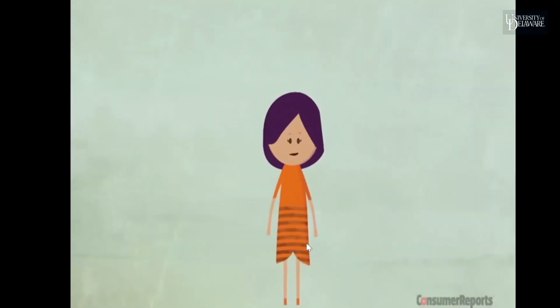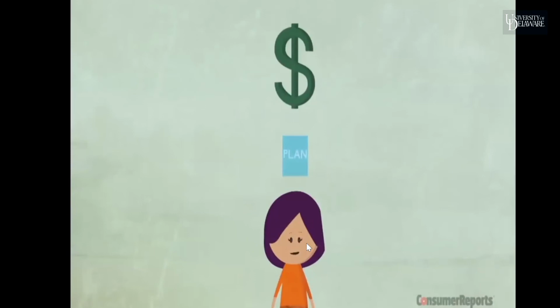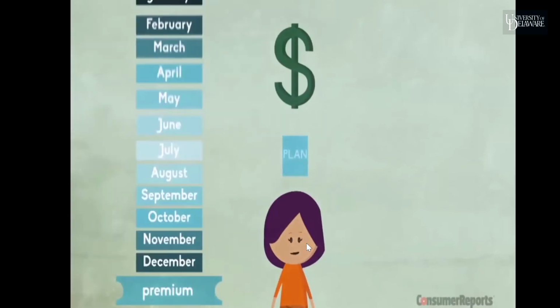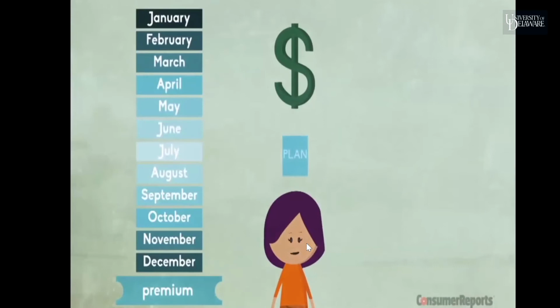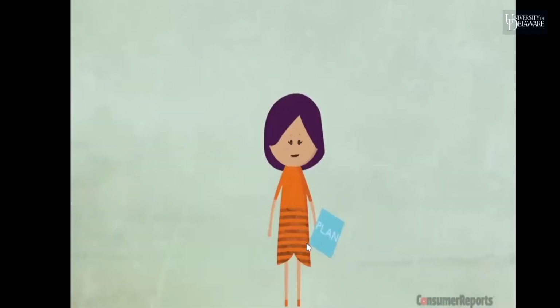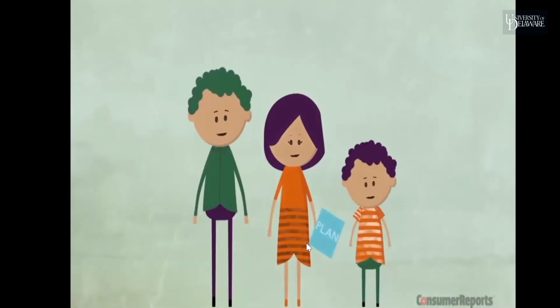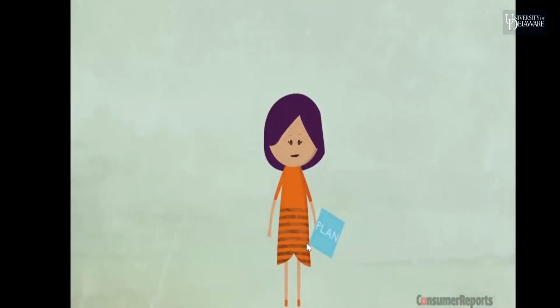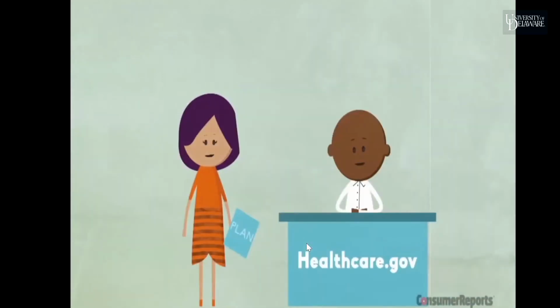So, how much does your insurance cost? You will at least pay for your monthly premiums, and at most, you will pay for your monthly premiums plus your out-of-pocket maximum. It all depends on the plan you choose and the care that you and your family need. You can get free help from a healthcare.gov assister to choose the plan that's right for your family.